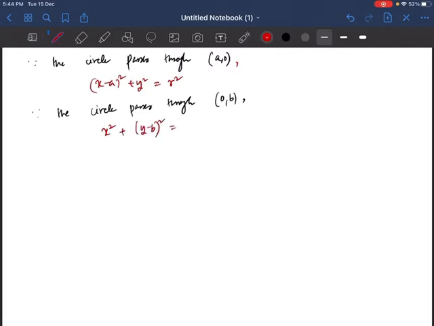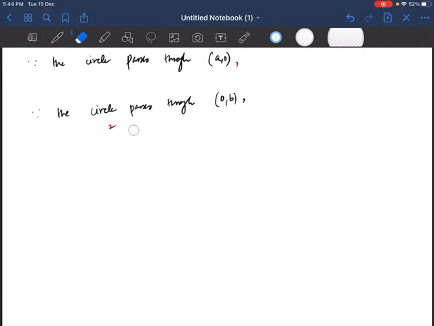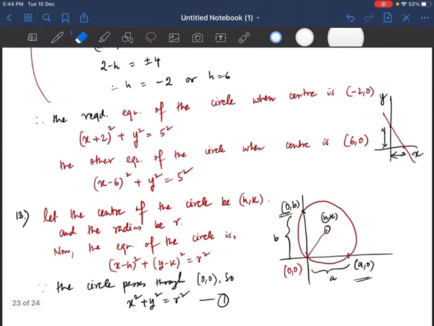To, we made a mistake. Here we made a mistake. The mistake is that since it passes through 0 comma 0, the value of x and y will be 0. Please rectify this one. How can the value of h k be 0 0? Since h k is the center, and the circle is passing through 0 0, x will be 0 and y will be 0. So minus h whole square is h square, and minus k whole square is just k square.